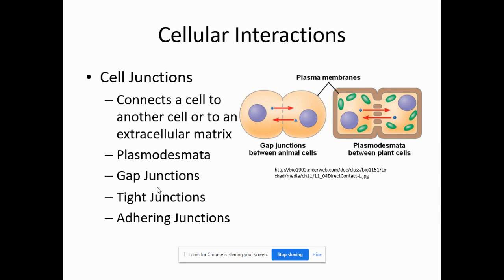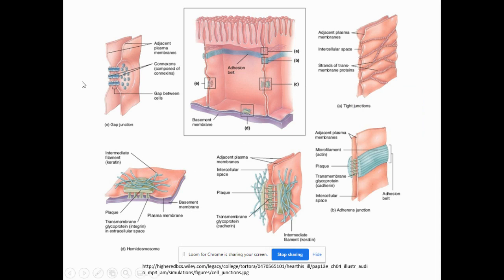Tight junctions prevent anything from flowing in between the cells. Now, where do you think you might have that in your body? Well, the cells that line your stomach have tight junctions to prevent any of your stomach acid from leaking out of your stomach. So you have gap junctions, and then these are the tight junctions that prevent any sort of movement between the cells. And then you have adhering junctions, which anchor the cells together.